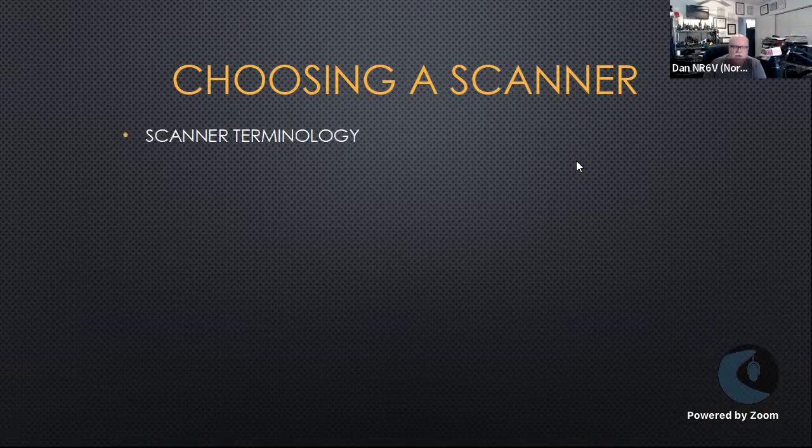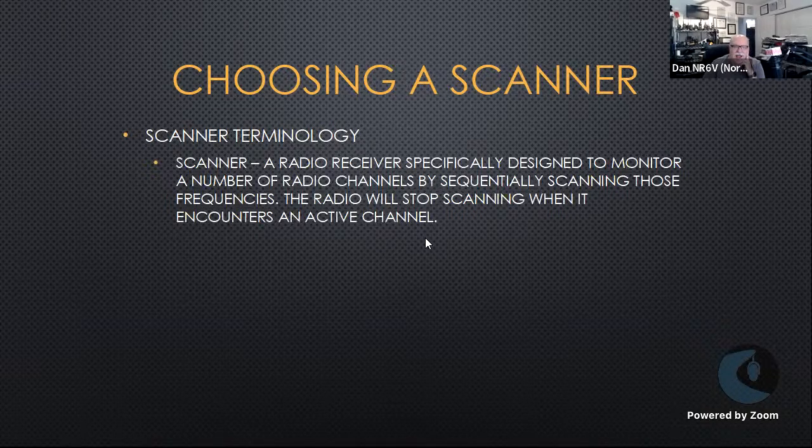So let's start with a little bit of terminology that you might need to understand stuff that follows. A scanner is basically just a radio receiver that is designed to sequence through a number of pre-programmed frequencies until it finds an active one, in which case it stops until that channel stops being active. So it's a good way to monitor multiple channels at one time.